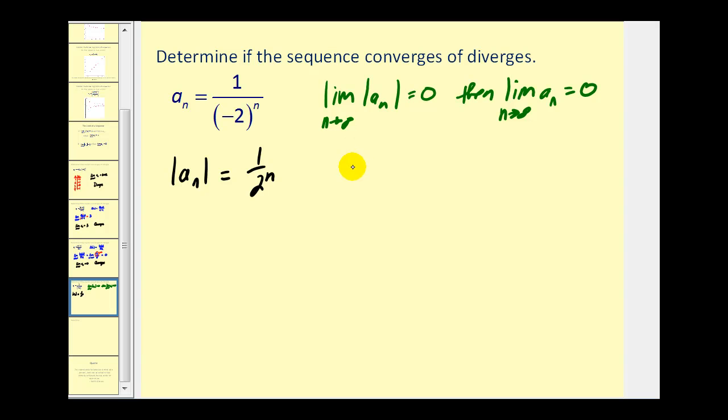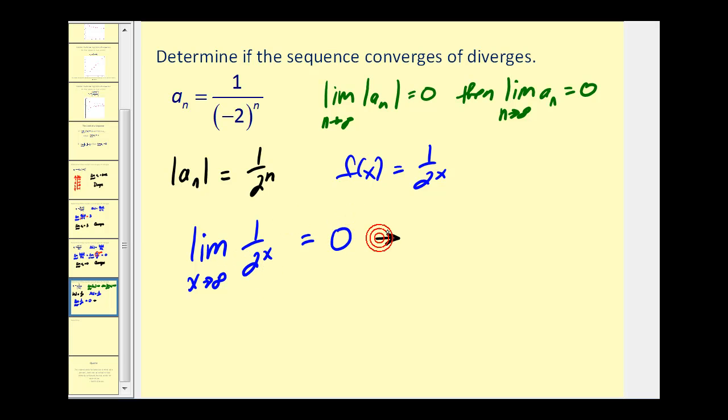So from here we'll let f of x equal 1 over 2 to the x and find the limit of this function. So we'll have the limit as x approaches infinity of 1 over 2 to the x. Now here we have a fixed numerator and an increasing denominator. This will always approach 0, and this implies the limit as n approaches infinity of the absolute value of a sub n must also equal 0, which, as we said, tells us that the limit of a sub n as n approaches infinity is also 0. Therefore, this sequence converges.